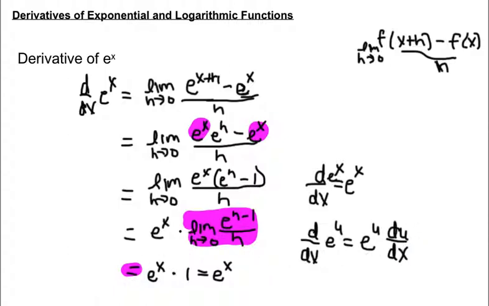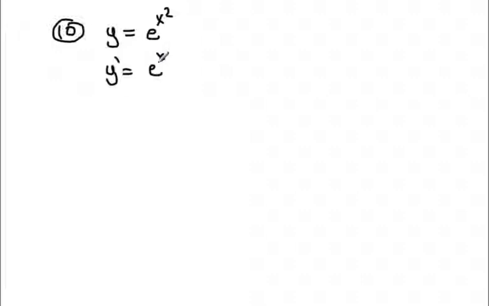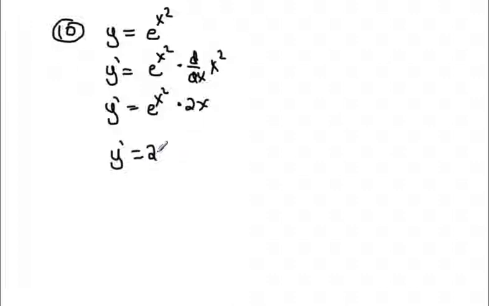So let's look at an example that applies this. This example is like number 10. It says y equals e to the x squared, and you want to find the first derivative. I'm going to say it's e to the x squared, but according to this, I need to take the derivative of x squared. So the answer is e to the x squared times 2x. If I clean it up, I end up with 2x e to the x squared.